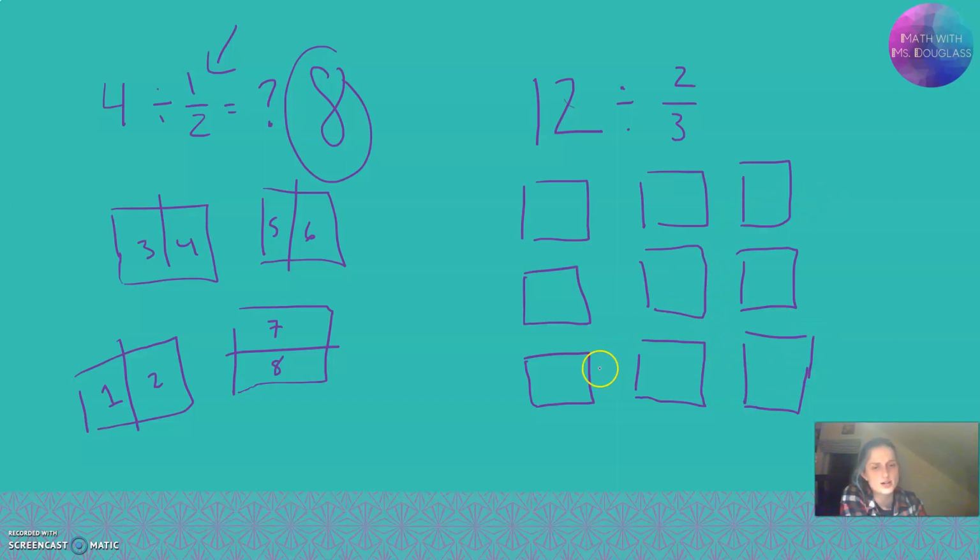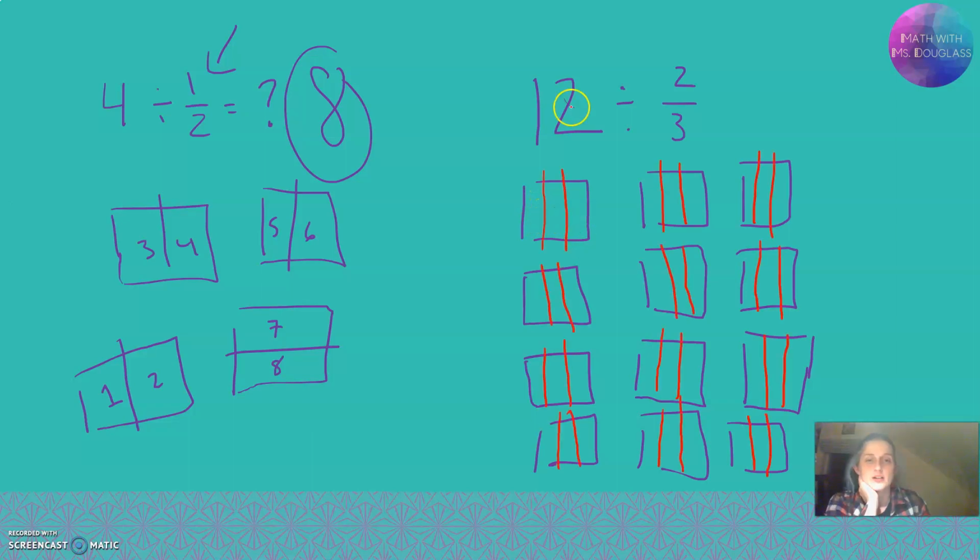I like to draw. This is 9, 10, 11, 12. We're going to cut them into 2/3. Each piece gets split into 3. And I'm going to pause. I'm going to do it real fast for you. All right, so I have my 12 squares. I cut each one into thirds. And now I want 2 of them.